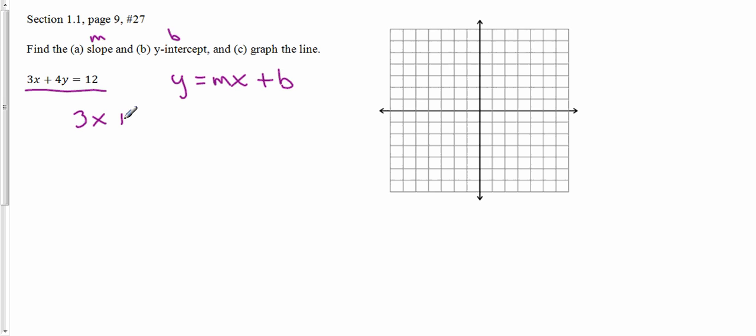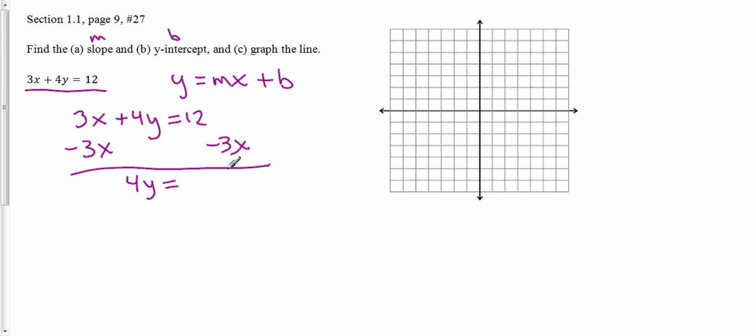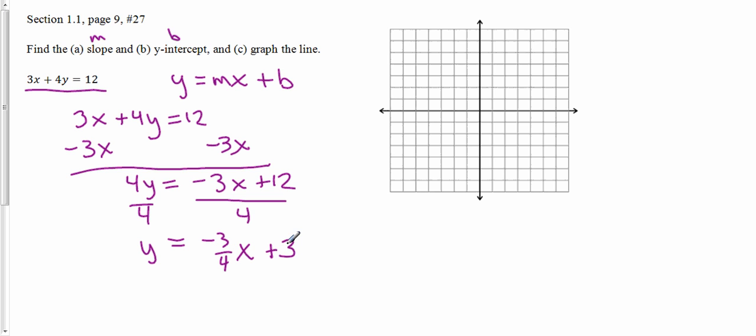I've got 3x plus 4y is equal to 12. And my first step toward isolating the y is to subtract 3x from both sides. So I'm going to have 4y is equal to negative 3x plus 12. And then my next step for isolating the y is to divide the whole equation by 4. So I'm going to have y is equal to negative 3/4 x plus 3.